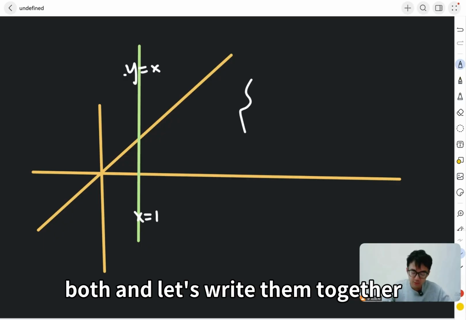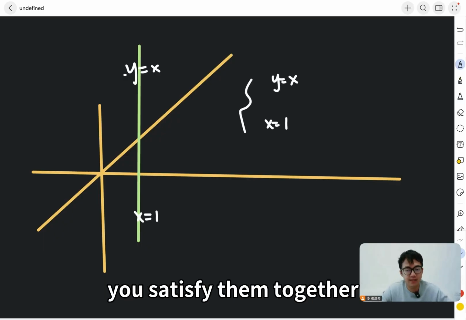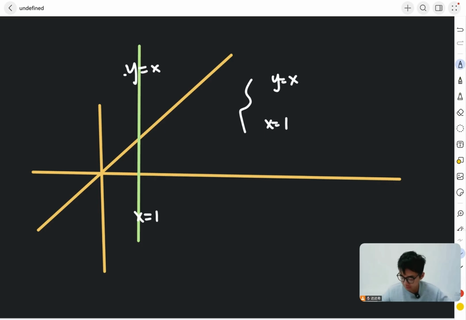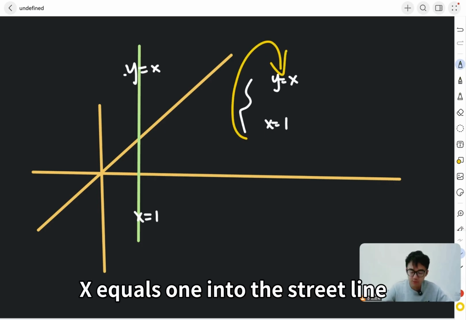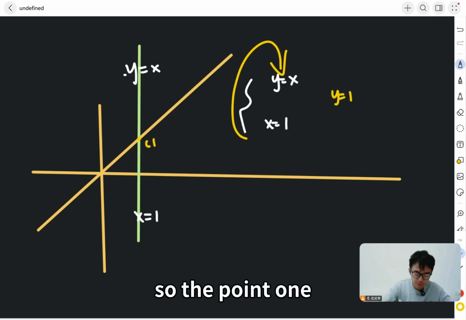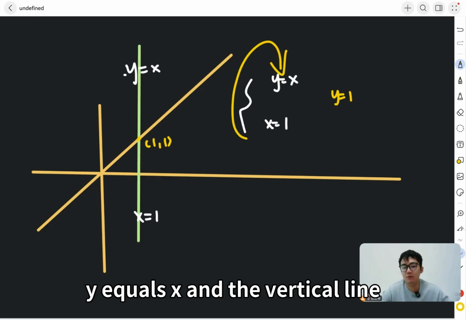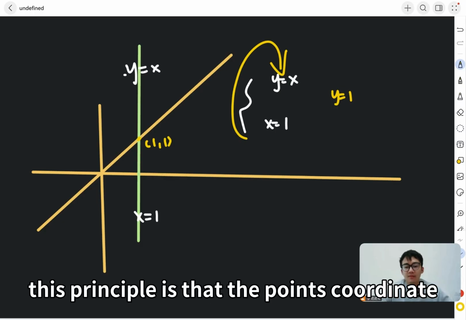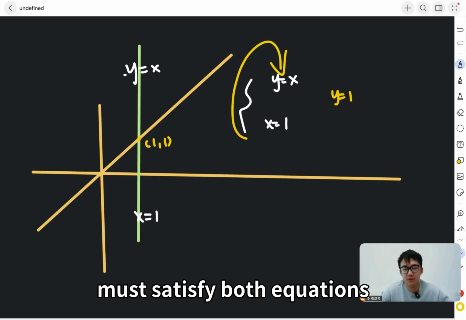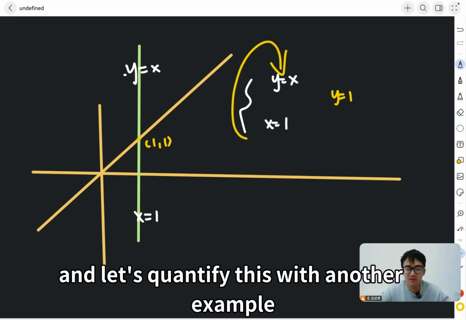And let's write them together. Y equals x and x equals 1. It satisfies them together. Let's substitute y equals x equals 1 into the straight line. It seems like y also equals 1. So the point 1, 1 is the intersection of the line y equals x and the vertical line x equals 1. The principle is that the point's coordinates must satisfy both equations, y equals x and x equals 1. And let's quantify this with another example.